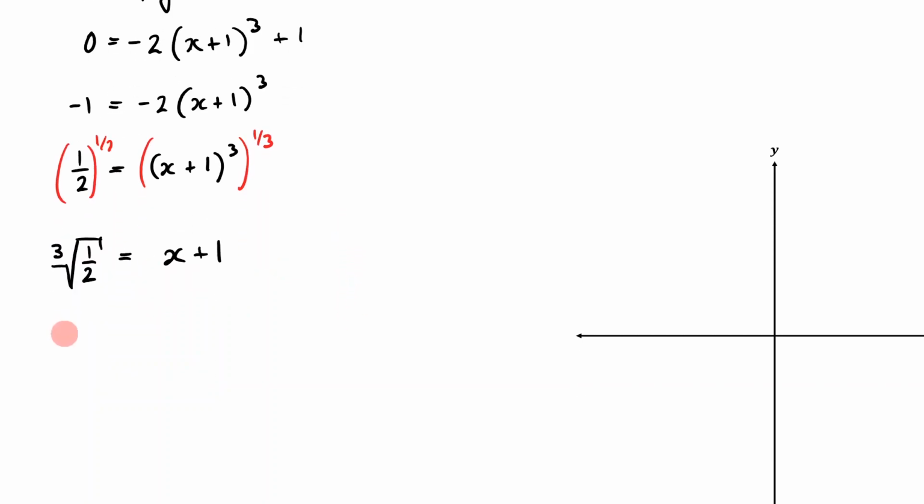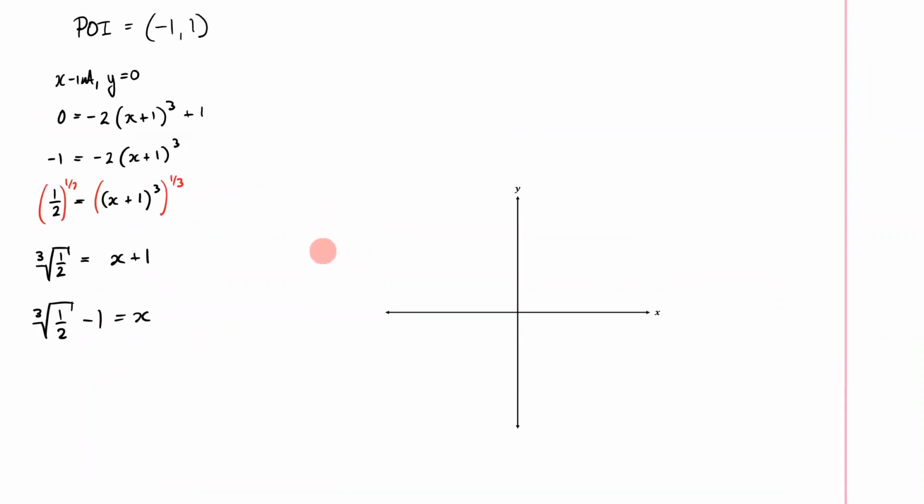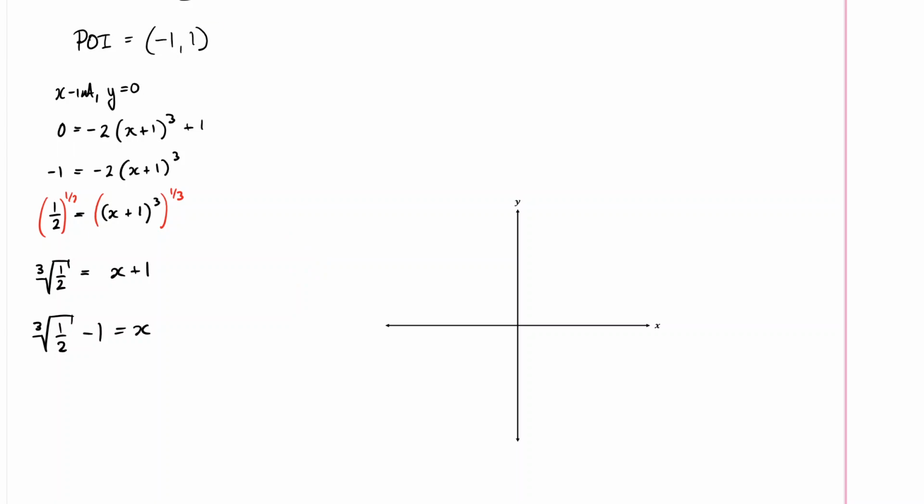Then I'm going to minus 1 to both sides, and I'm going to be left with that. So that is going to be my x-intercept. It looks a bit funky, but that's what it's going to be. So my x-intercept is this right here.